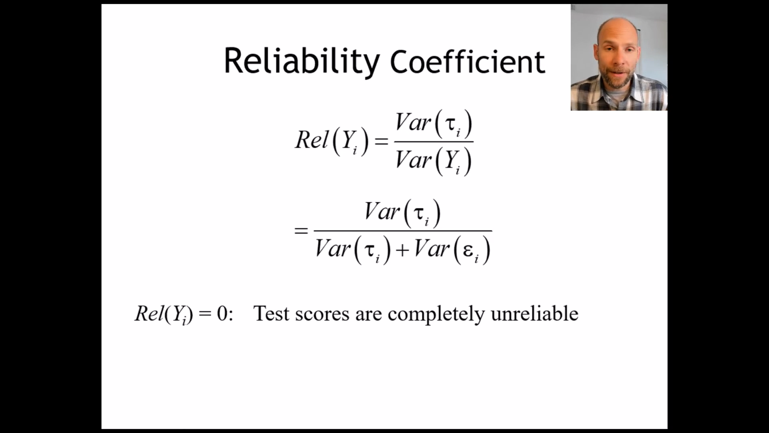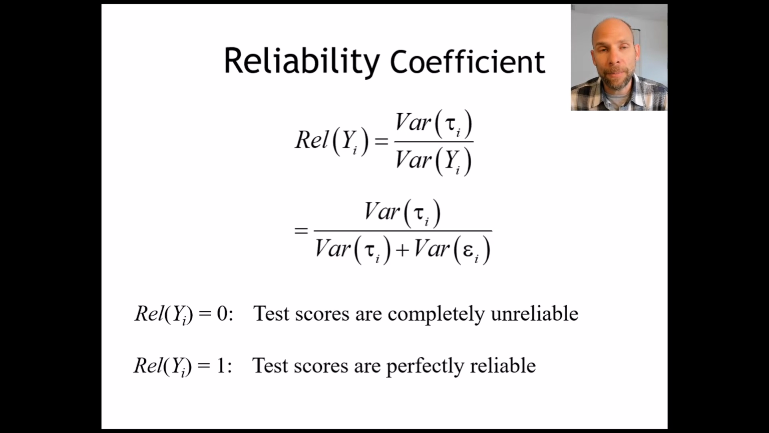First of all, one thing that I forgot to mention is that a reliability of 0 indicates that the test scores are completely unreliable, meaning no part of the variance in the observed scores would be true score variance, all of it would be error variance, whereas a reliability coefficient of 1 would indicate that the test scores are perfectly reliable, meaning there's no error. All of the variability that we observe is true score variance.